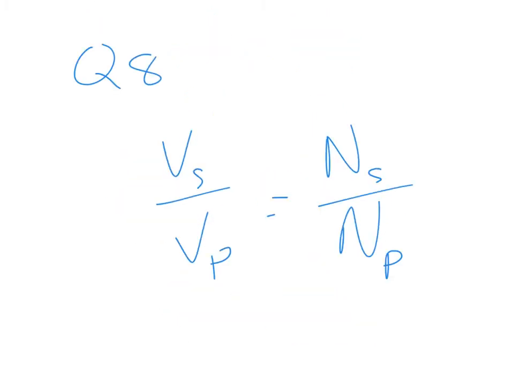So for question 8, you're going to use a very similar method. I think at this point I don't need to talk you through how to select the secondary and primary voltage and secondary and primary number of turns. You can probably have a go at that yourself.